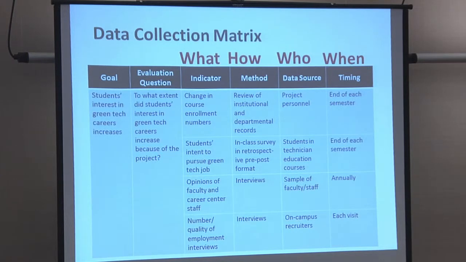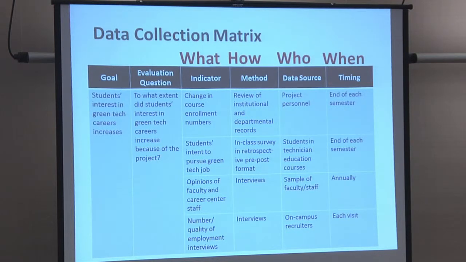And using multiple measures, just remember, it allows for triangulation, and it will strengthen the evaluation. So it's really important that you don't just do one survey and that's your entire evaluation. You need to have the ability to triangulate. So the next column is then the methods for collecting the data related to those indicators, and then the source and the timing.